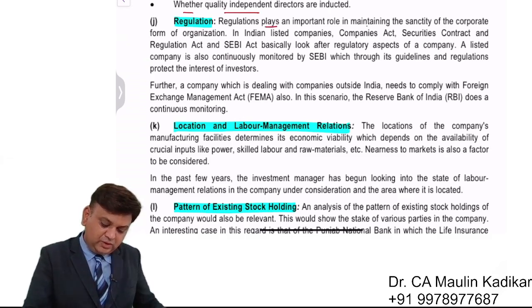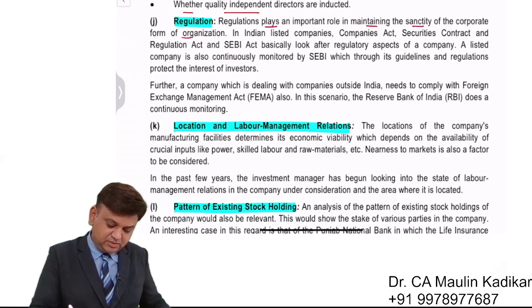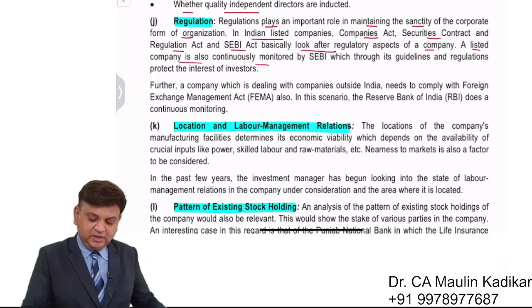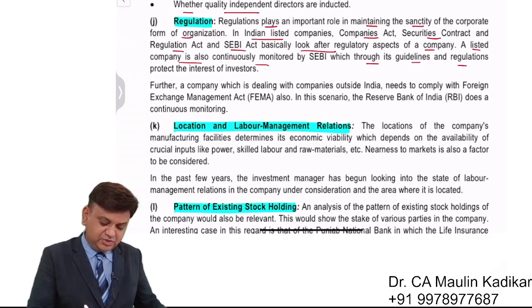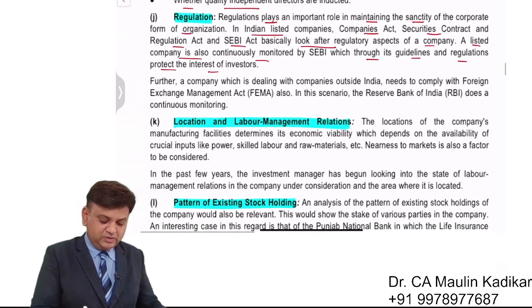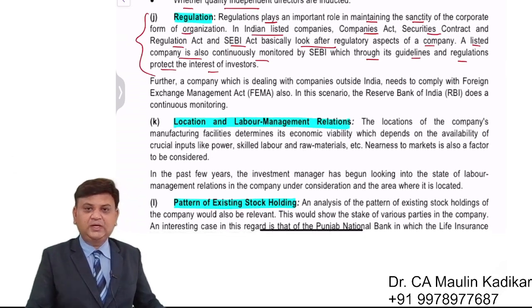Regulations play an important role in maintaining the sanity of the corporate form of organization. In Indian listed companies, the Companies Act, Securities Contract Regulation Act and SEBI Act basically look after the regulatory aspects of the company. A listed company is also continuously monitored by SEBI, which through its guidelines and regulations protects the interests of the investors. तो सेबी इज वर्किंग ऑन बिहाफ ऑफ द इन्वेस्टर्स कि कंपनी में सब कुछ सही चल रहा है या नहीं चल रहा है.